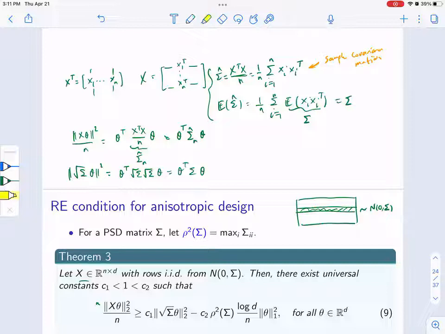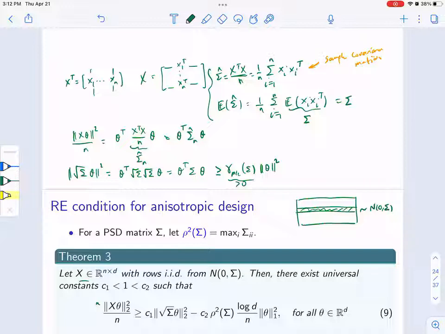Okay, so this is like the population version of this. This one in general would satisfy an RE condition. You can assume that this is bounded by, say, gamma min sigma norm theta squared. This is reasonable because this is a population covariance matrix, like infinite sample size. So you can assume that the gamma min, the smallest eigenvalue, is bigger than 0. So the population version satisfies this.